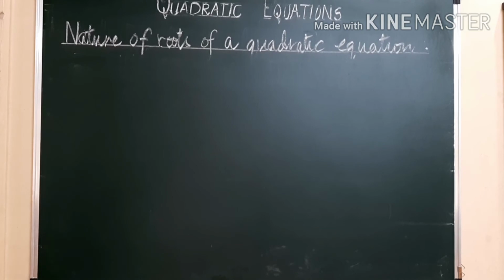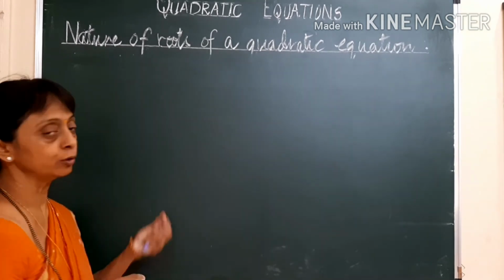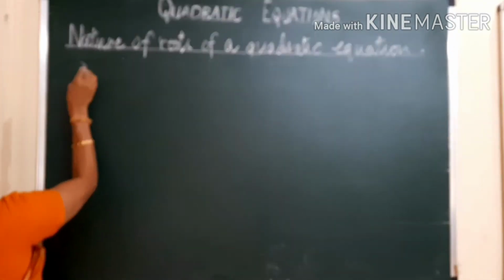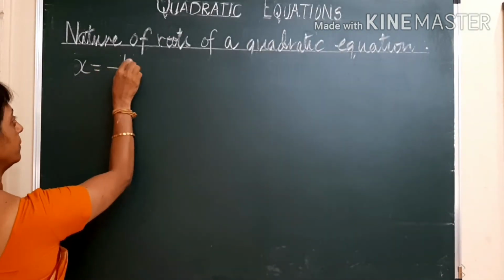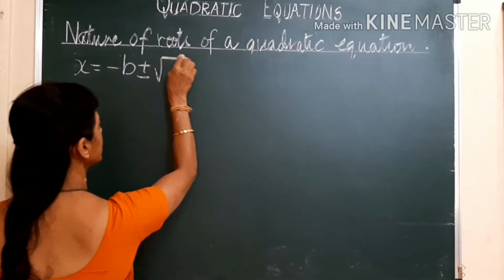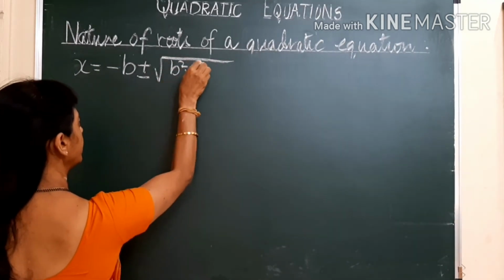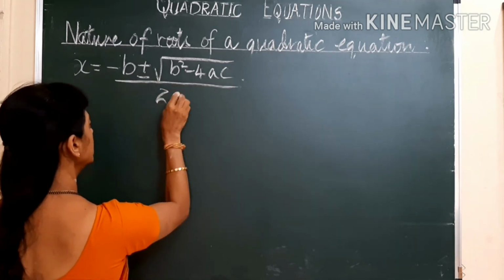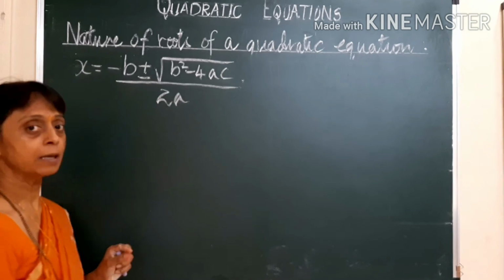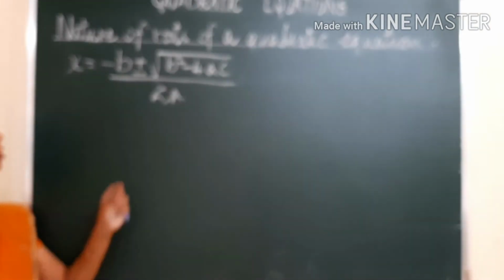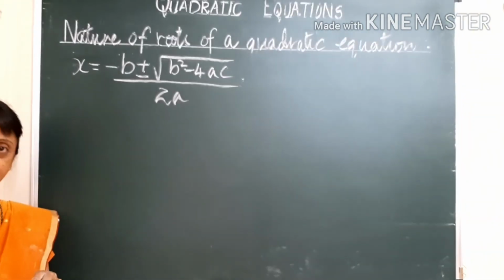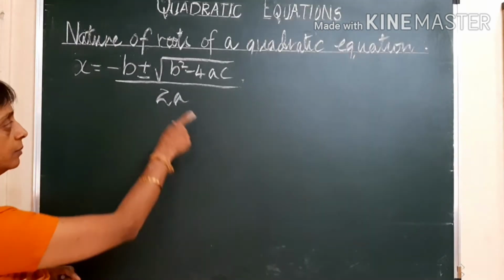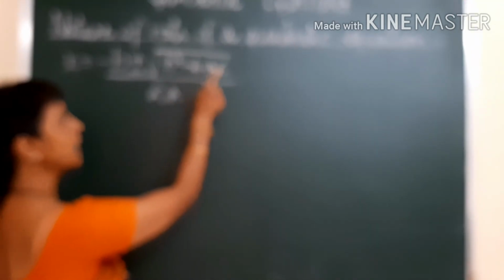Now children, as you know, the formula for finding the roots of a given quadratic equation, what was that formula? The formula was x is equal to minus b plus or minus root of b square minus 4ac upon 2a. Right children? But now children, the nature of roots of that given quadratic equation are determined by a specific term. Which is that term? The term is b square minus 4ac.